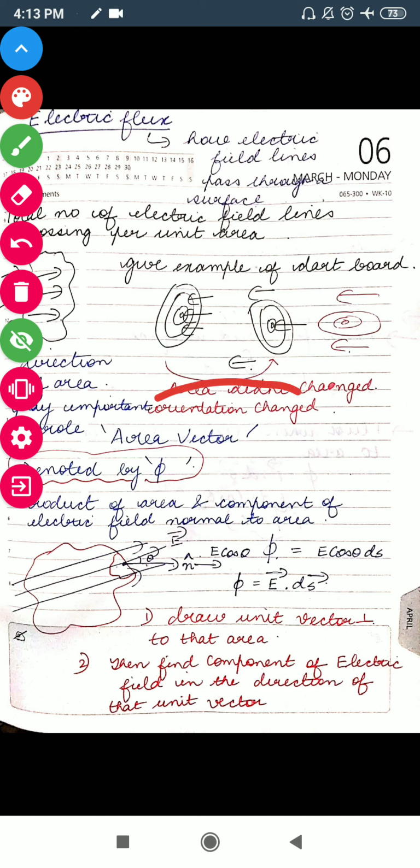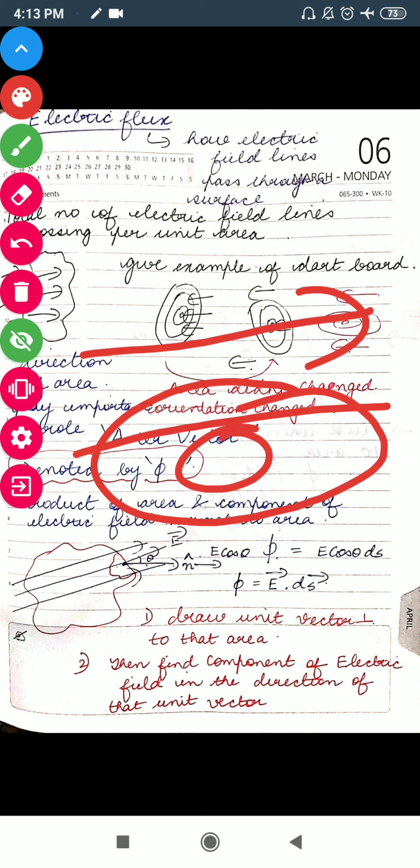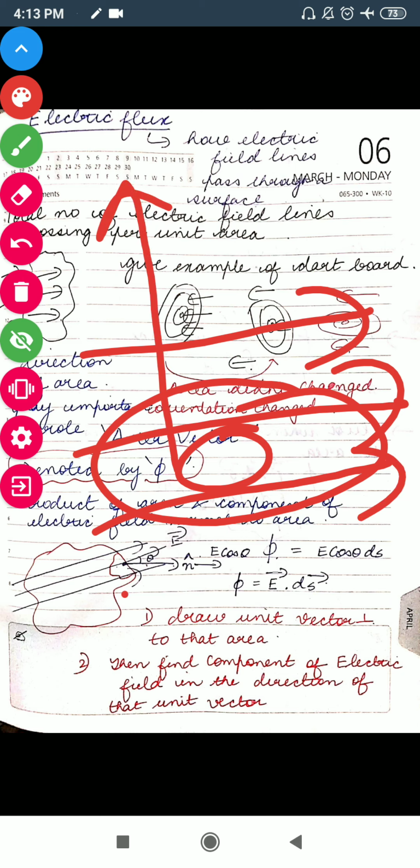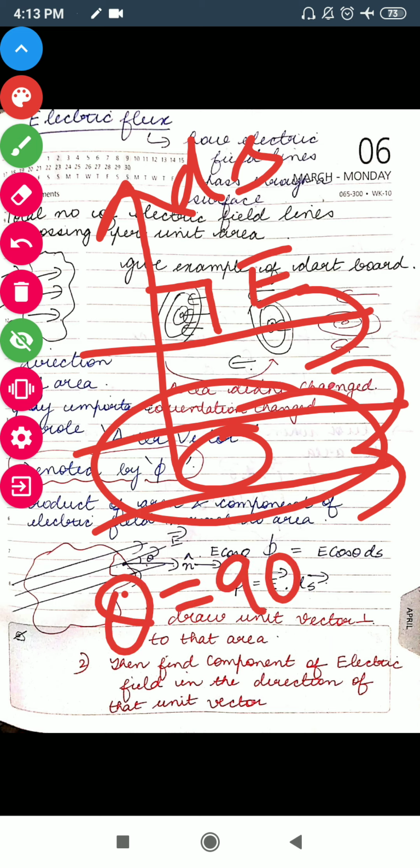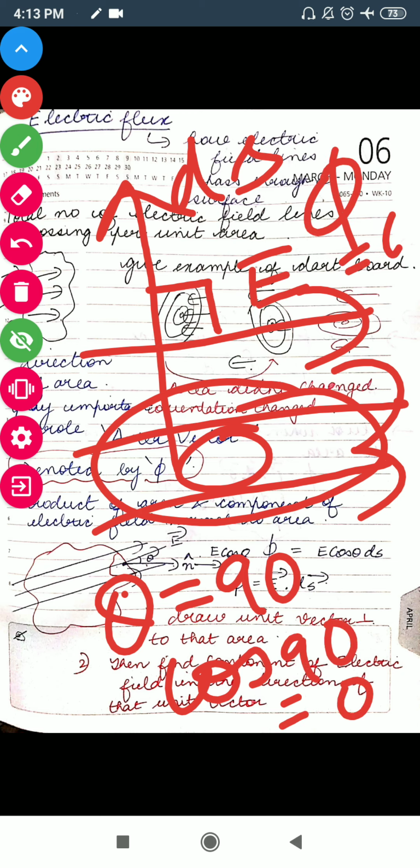And if your area is like this and electric field is again horizontal, but your area vector is perpendicular to the surface, then what is the angle between the area vector and the electric field? It is 90 degrees in this case. So theta will become 90 and the value of cos 90 is going to be 0, meaning the flux will be 0, it will be minimum.